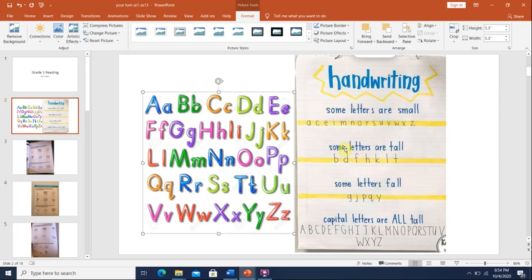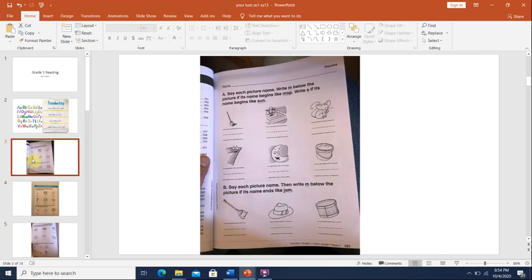As for the small letters, we have some that are small, some that are tall, and some that are small but fall down below the line, like g, j, and p. So we must be careful as we practice handwriting. It's very important because it will affect us. I've seen many students write capital J going down the line, and capital J doesn't go down the line, and other mistakes. Anyway, today we'll be revising some letters in our Your Turn book.